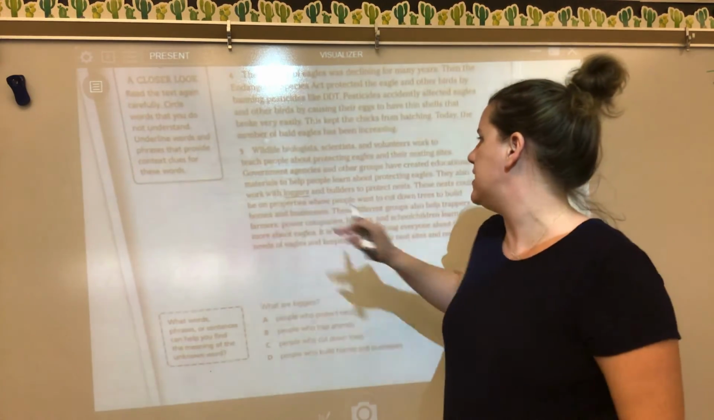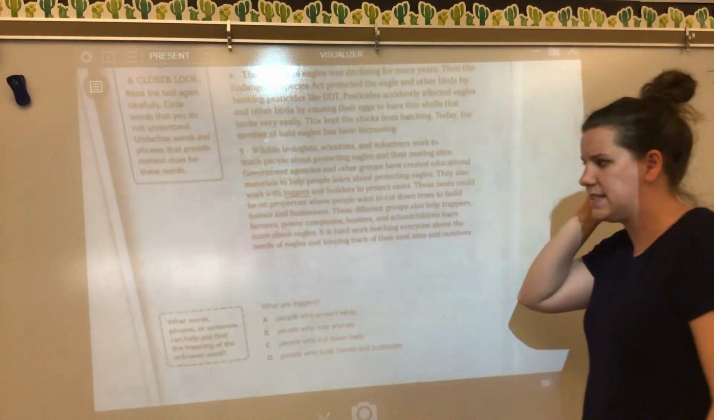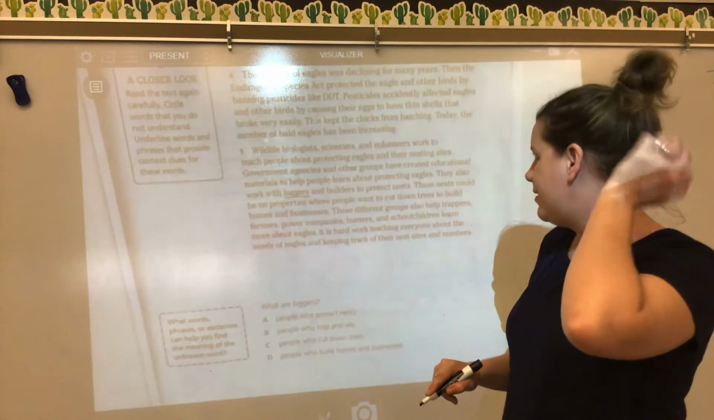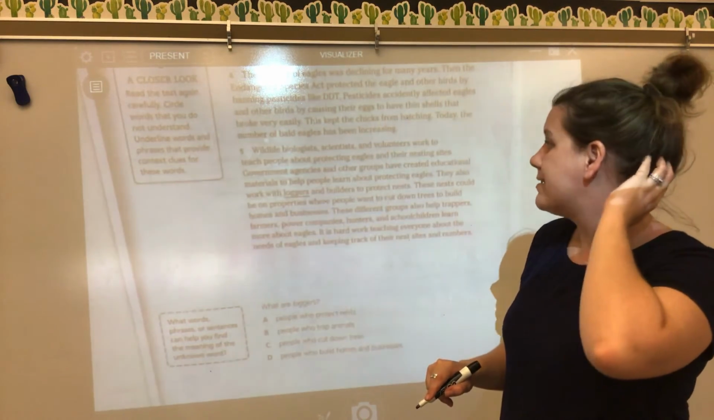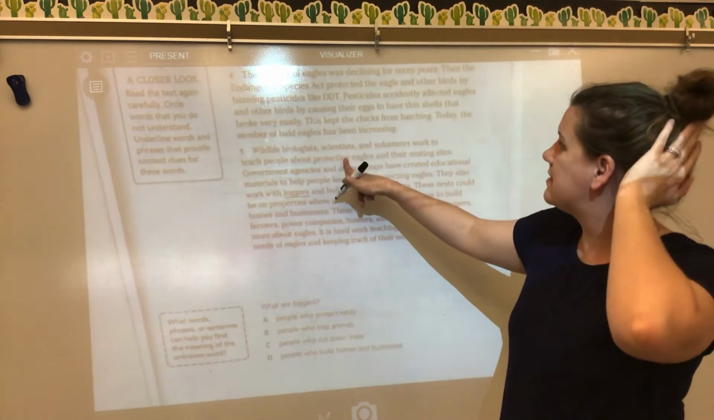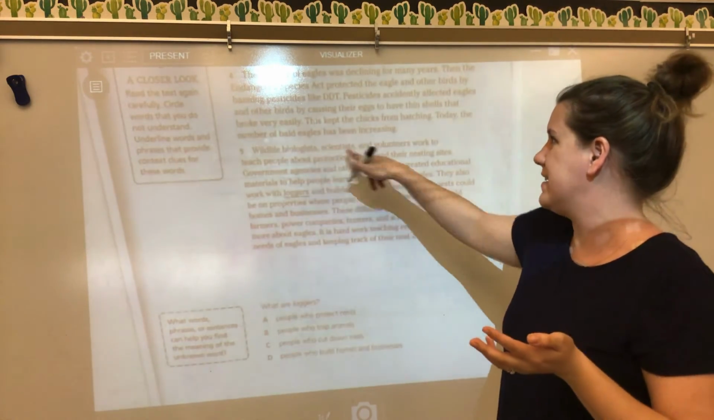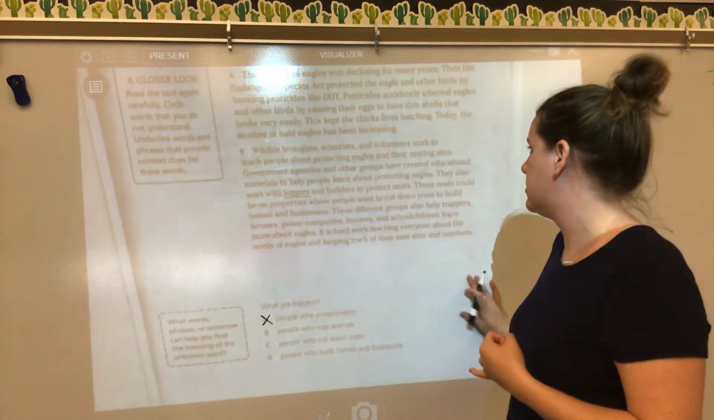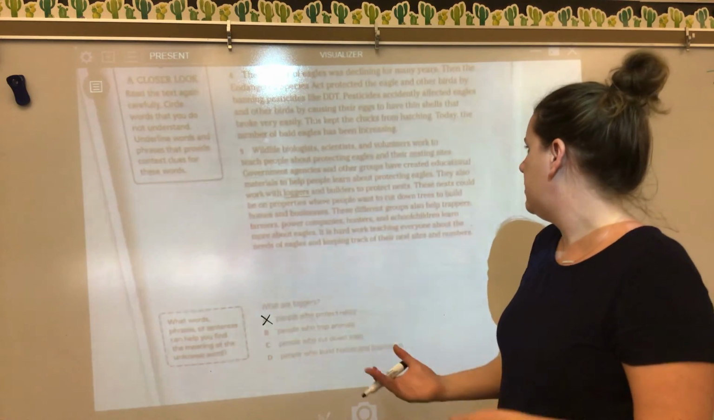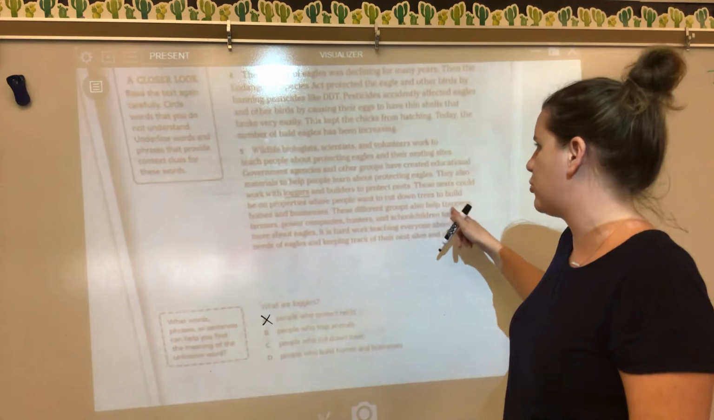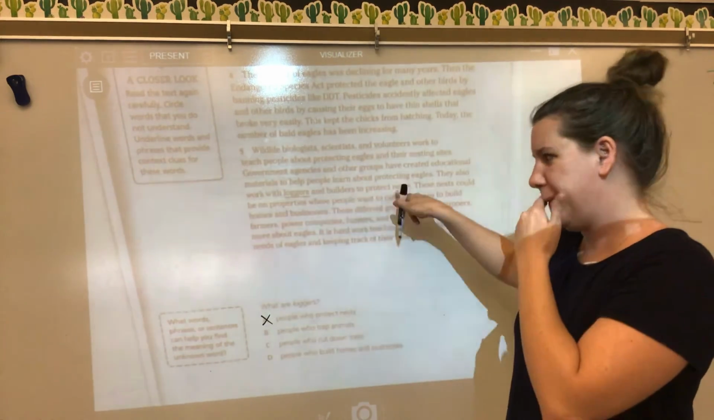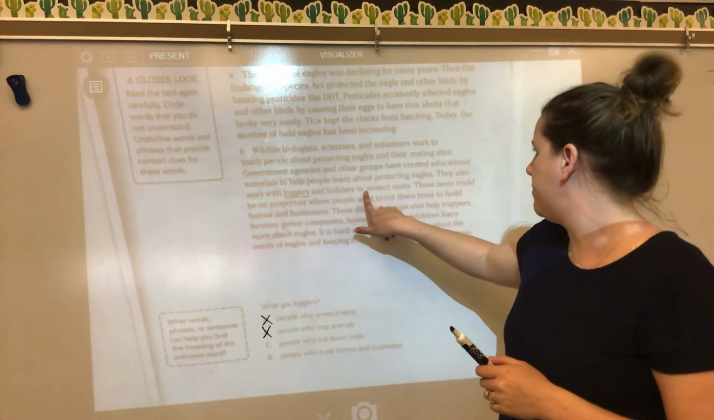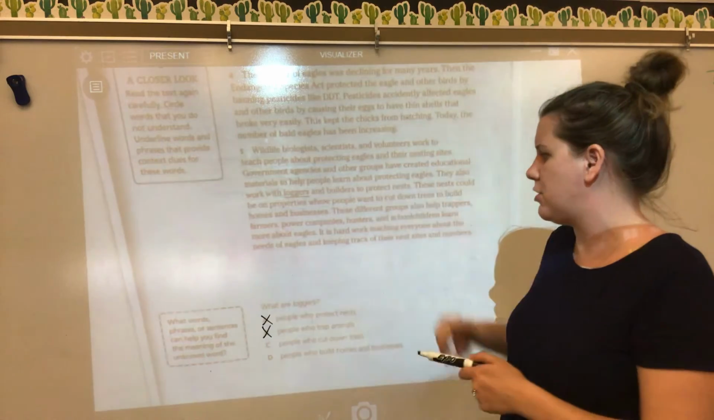So they also work with loggers and builders to protect nests. These nests could be on properties where people want to cut down trees to build homes and businesses. So, are loggers people who protect nests? I don't think so, because the people that protect nests are the wildlife biologists, scientists, and volunteers. So I'm going to go with no. Are they people who trap animals? Well, maybe. It says these groups also help trappers, farmers, but I don't think that goes together. People who cut down trees. It does mention cutting down trees, so maybe.